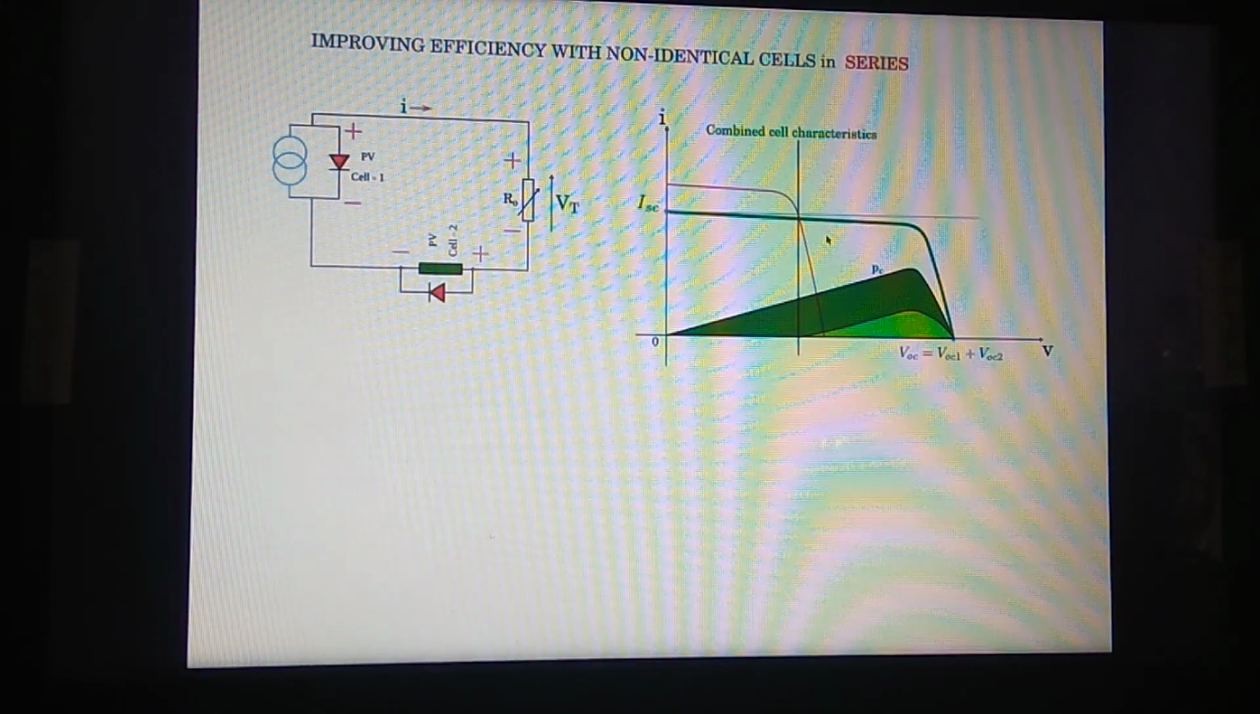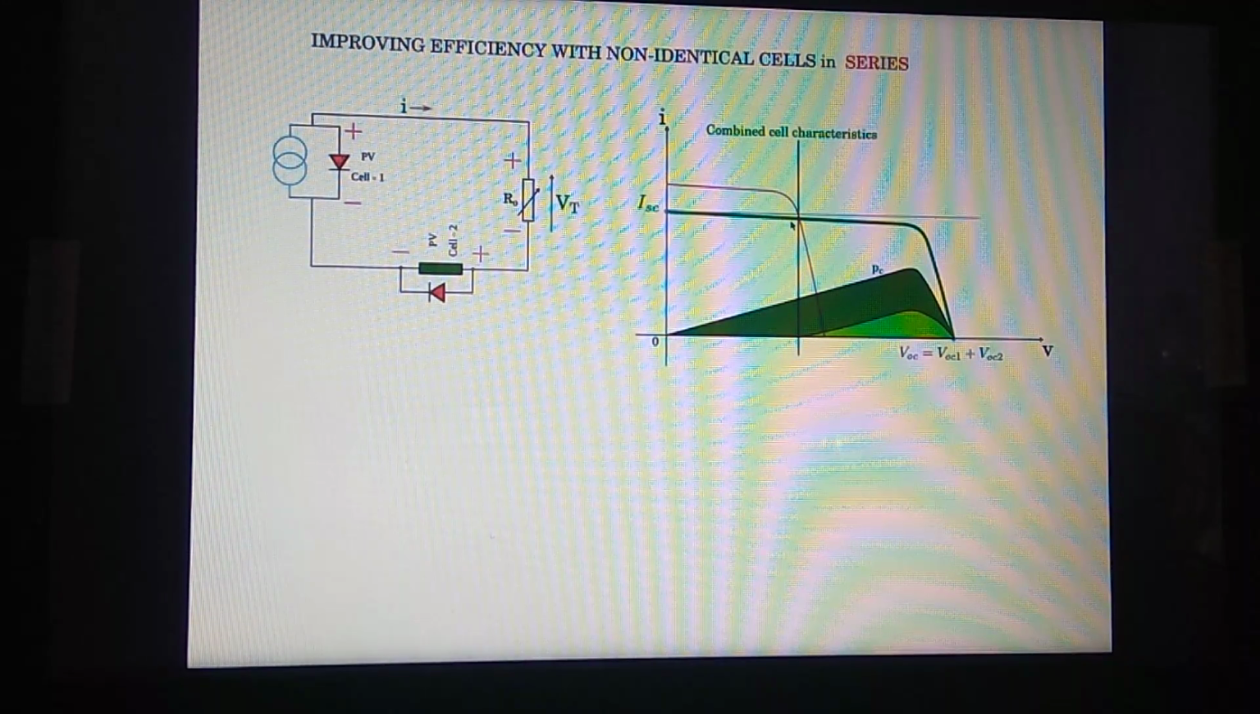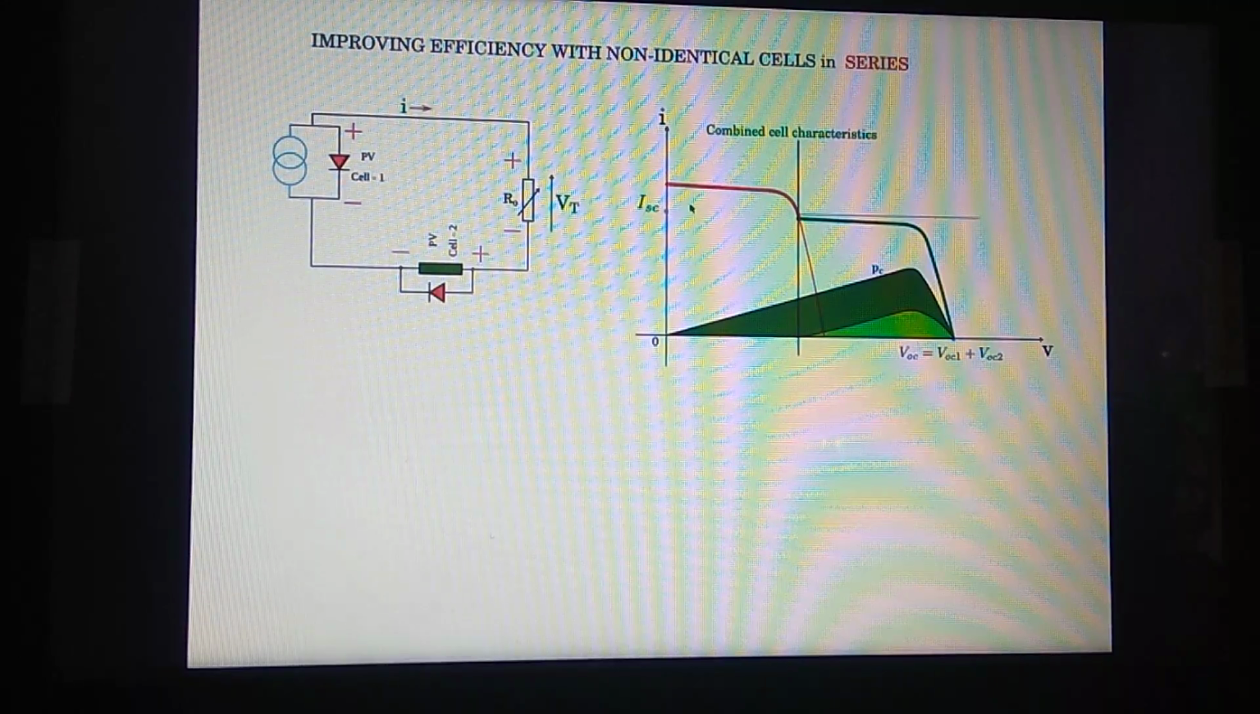So if you redraw this portion such that the operating point takes this path in this region, it will look something like this. So this portion, this dark thick line portion, is actually now the IV characteristic of the combined cell with an ideal diode put in place like this.